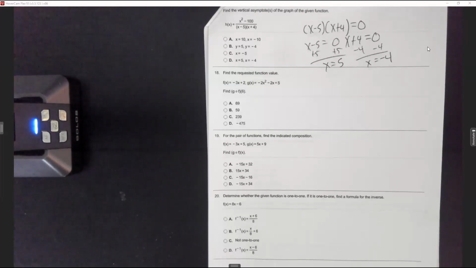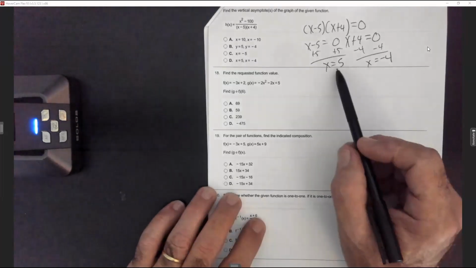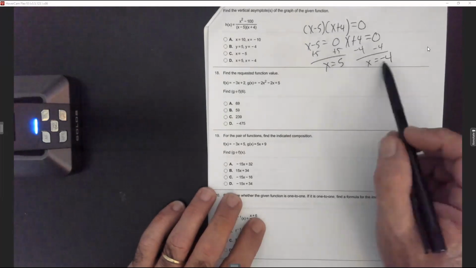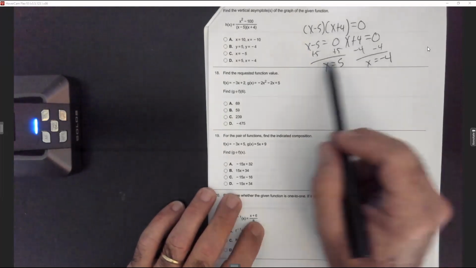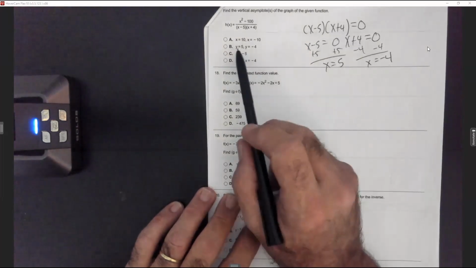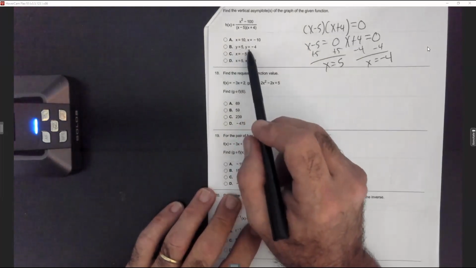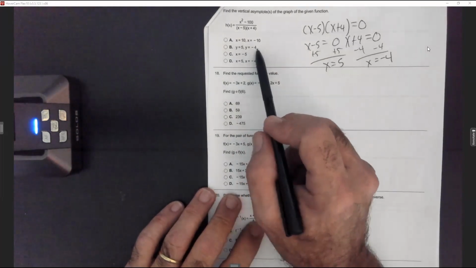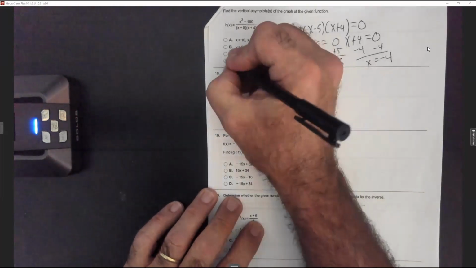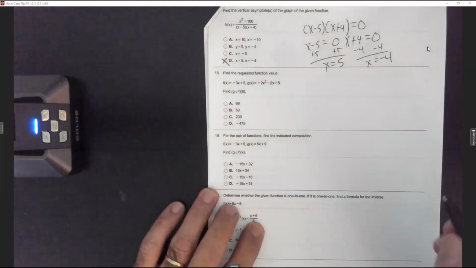Yes. Okay. So what I was saying, once you solve these, it's already factored on the bottom. So once you solve it and get your two numbers, make sure over here you find those X's. Because they got a B here that's got y equals 5, y equals -4. Remember, the Y's were the horizontal asymptotes. Since we're doing vertical, it's got to be X's, okay?